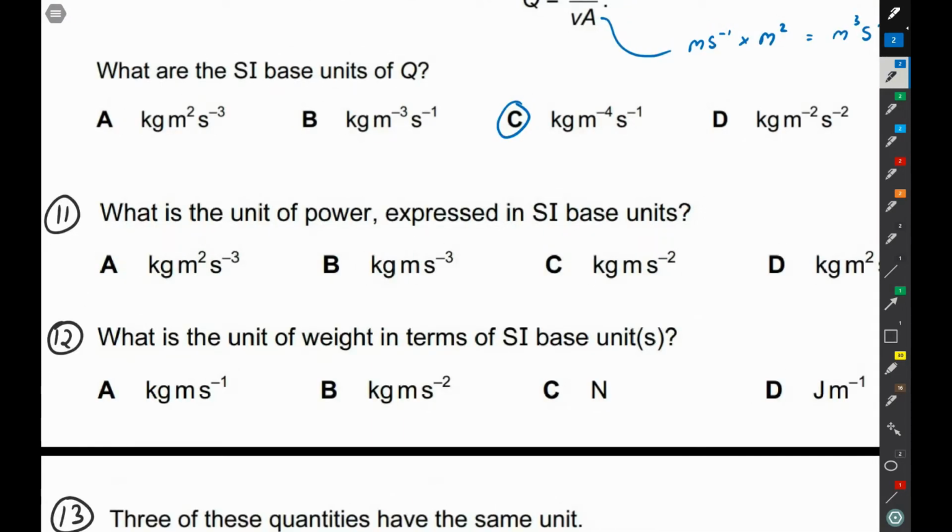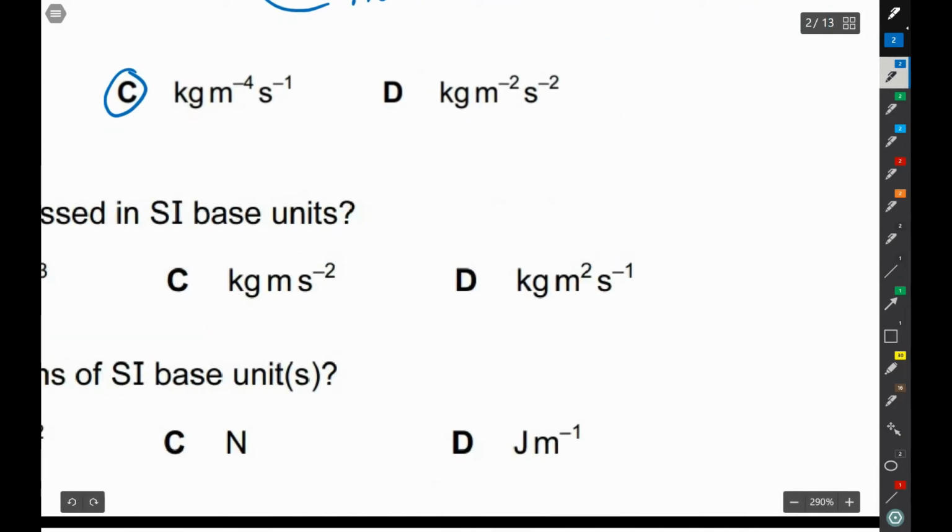Right. Question number 11. What is the unit of power expressed in SI based units? ये हमने ऊपर derive किया power का. I'm gonna do it again. ठीक है. So power is work done per unit time.